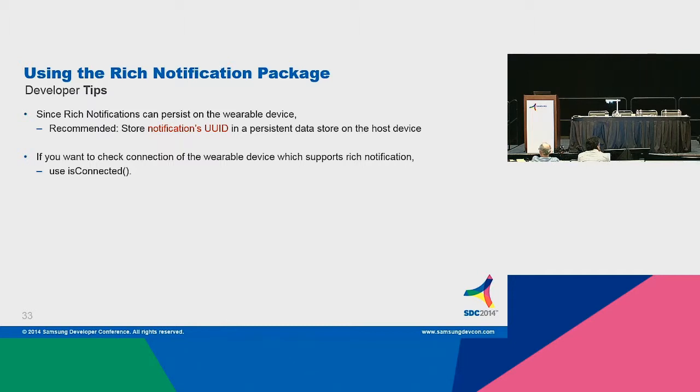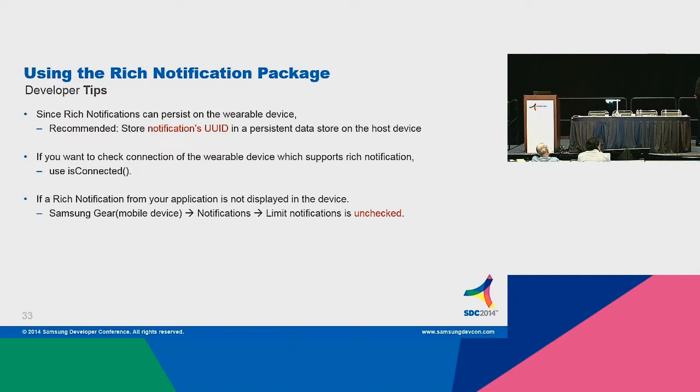The second one is if you want to check the connection of the wearable device, use isConnected. One thing which most developers face as a problem is the application is perfectly written, it's connected, the Gear S is connected to the phone, but sometimes you don't see the notifications. That is because the Gear Manager has an option of limit notifications. So when you install that APK on your device and when you start testing your application, make sure that this is unchecked. We can show that in our demo. Johan will show that this option has to be unchecked.